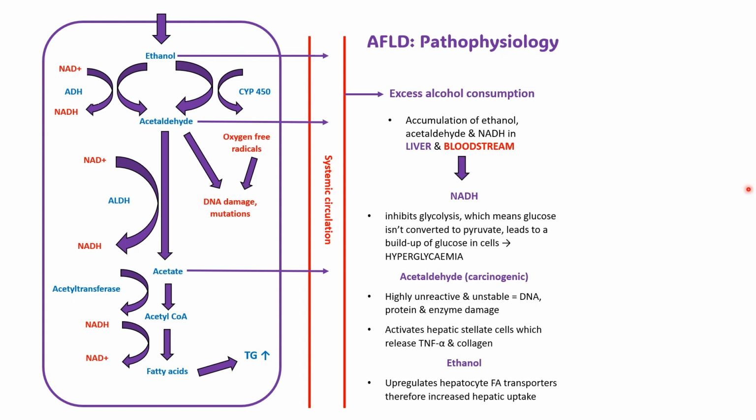Stellate cells are normally quiescent, so they normally don't have an active function, and they store vitamin A. And like I said, they're activated by inflammatory cytokines and elevated acetaldehyde levels. And they also release inflammatory cytokines. I just want to reiterate that they produce the collagen, and this can contribute to fibrosis and ultimately liver cirrhosis.